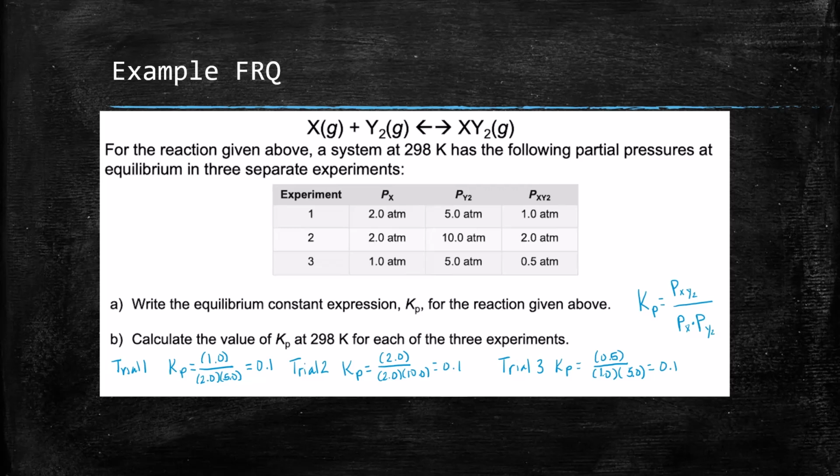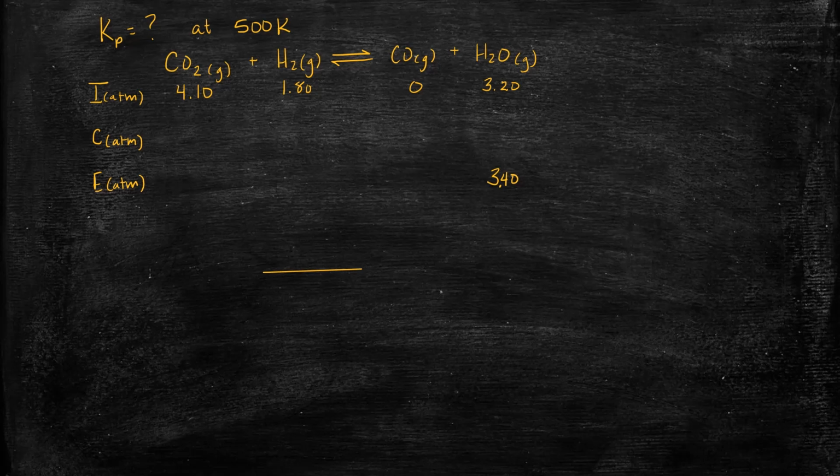Notice, since we didn't change the conditions at all, that the Kp for all 3 trials is exactly the same. This is because in equilibrium, everything is going to remain constant. The concentrations are remaining constant, the pressure ratios are remaining constant, so this is why we're getting the same value for all 3 trials. Let's go ahead and look at a different example.